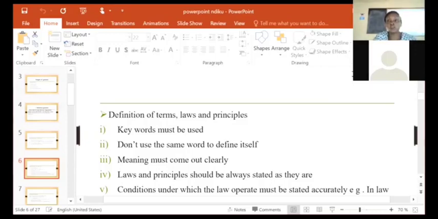The laws and principles must be stated the way they are under the conditions in which they operate. For example, if we are to state Ohm's law, we have to give the condition under which Ohm's law must operate. That is, when the current passes through a conductor, the current is directly proportional to the PD across, provided the temperature and other conditions are kept constant. So we have to give that condition.